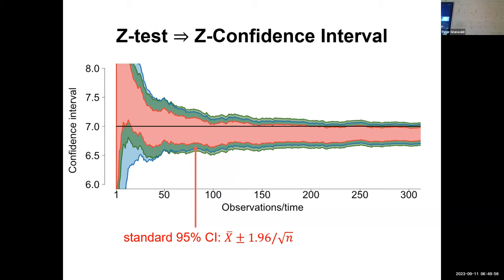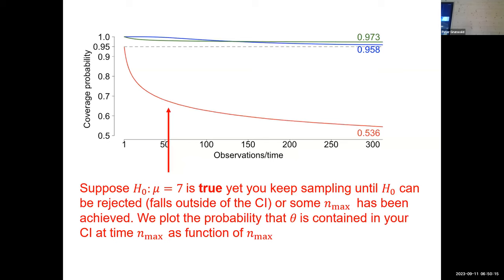But if you do this early peeking, and what you really want to know is whether 7 is in there or not, and you stop as soon as 7 is not in there, then you can show you're guaranteed to stop. You always find a point, so it's actually not probability 5%, it's probability 1 if you keep going. And so this is where the anytime valid confidence intervals come in.